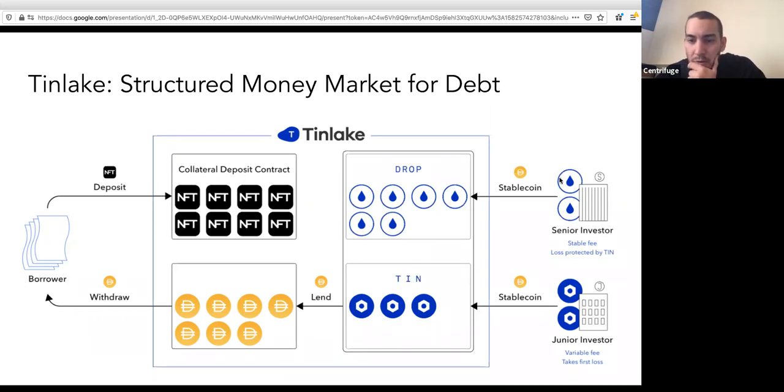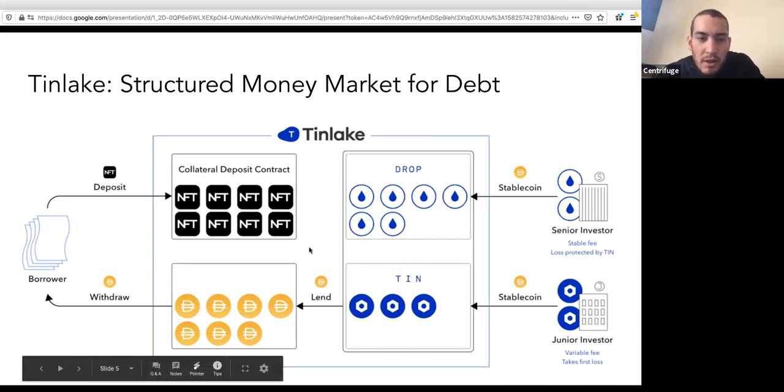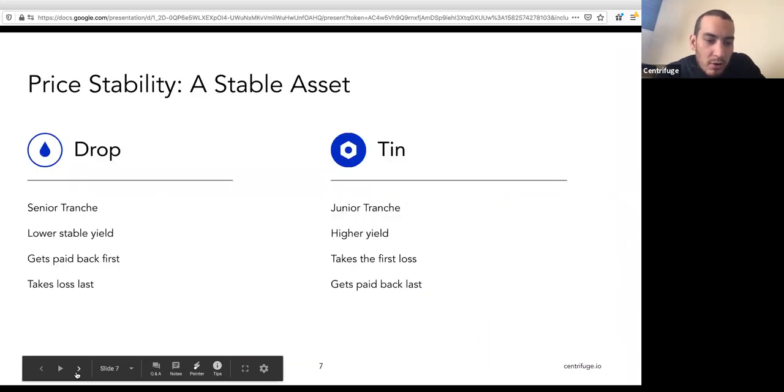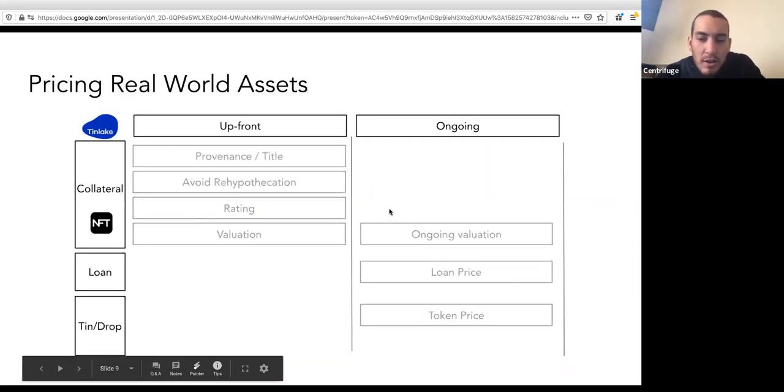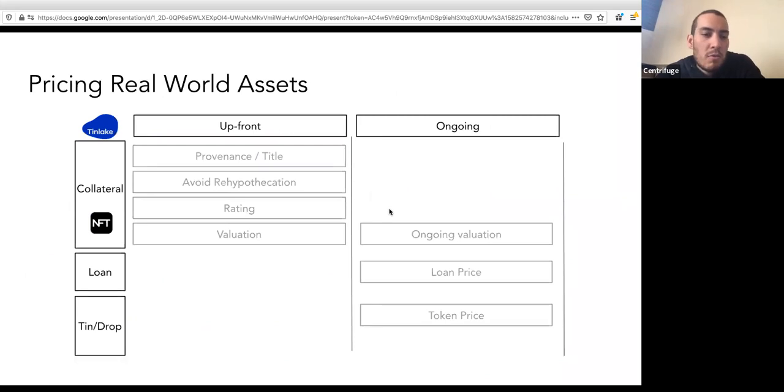So a few questions on Oracle and pricing. It's a bit hard to give generic answers to what these oracles look like in particular here. The reason is just that we built Tinlake with any kind of asset in mind, whether that's a real world asset or CryptoKitties or some sort of crypto NFT.